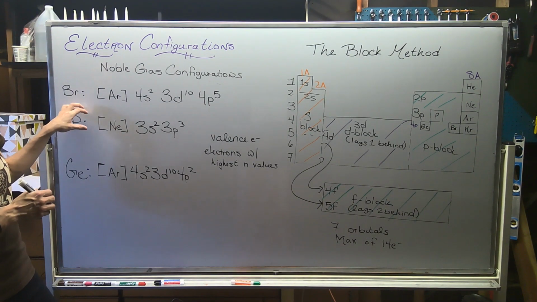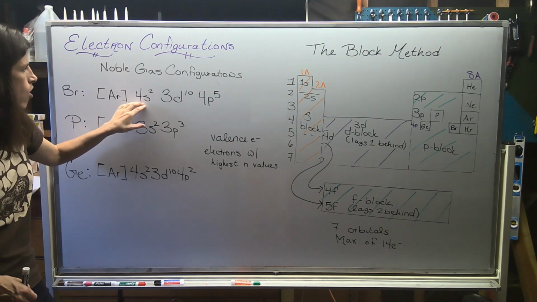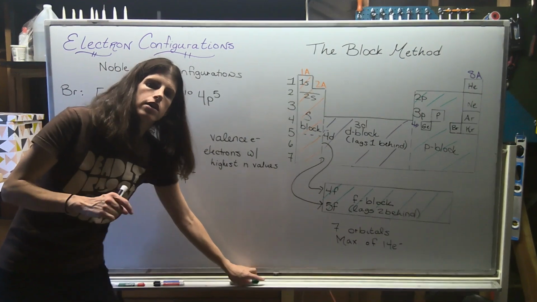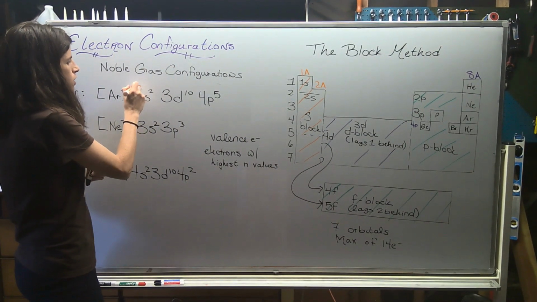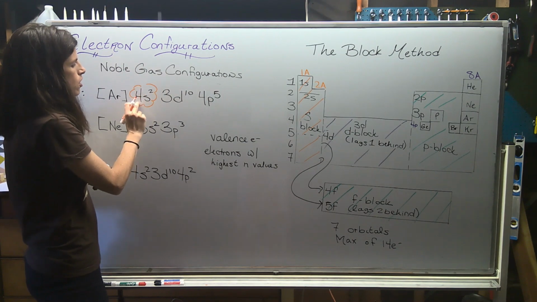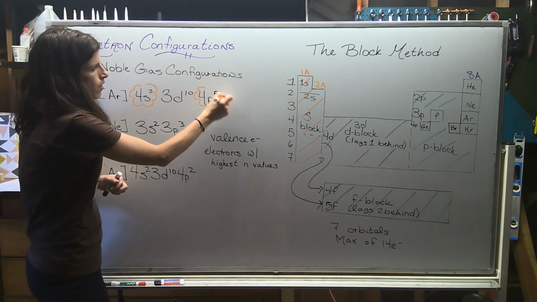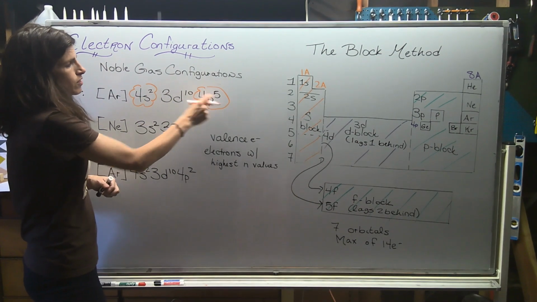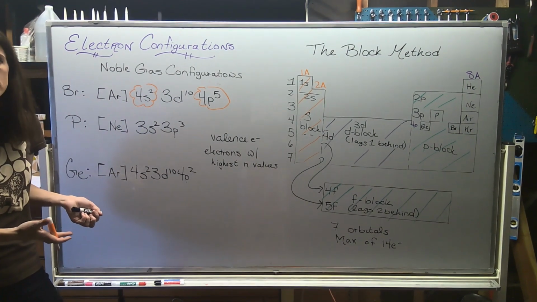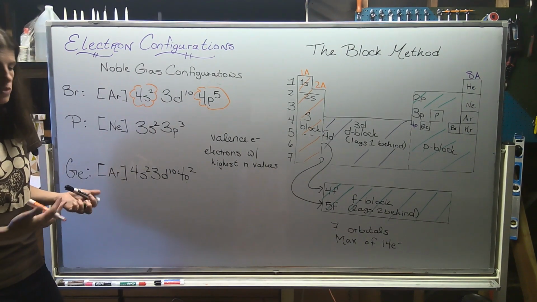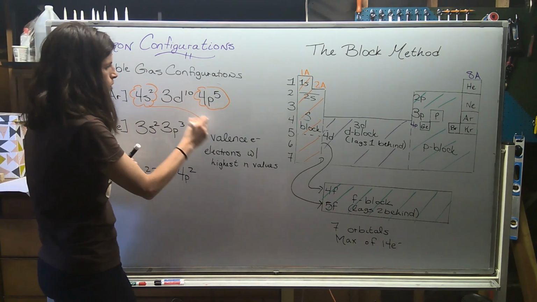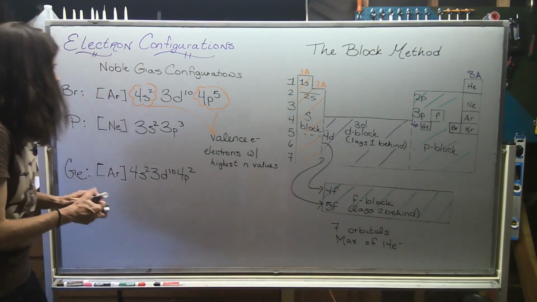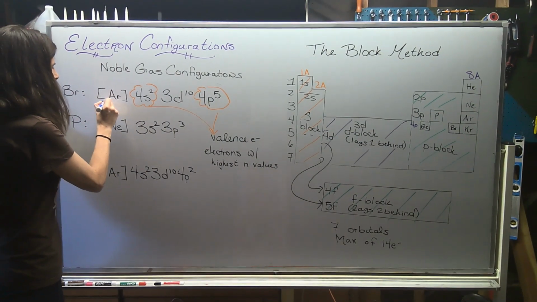So for instance, with bromine, we have 4s, we have 3s, we have 4s. Since 4 is higher than 3, the valence electrons are going to be associated with the principal quantum number of 4. So I have valence electrons in the 4s subshell and the 4p subshell. 2 plus 5, I have 7 valence electrons, which you would have told me prior to this because bromine's in group 7a. So these are both part of my valence.